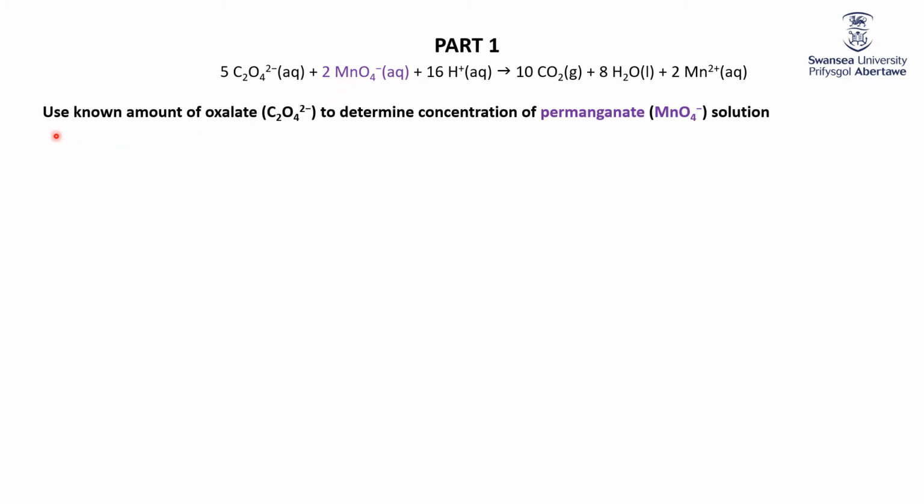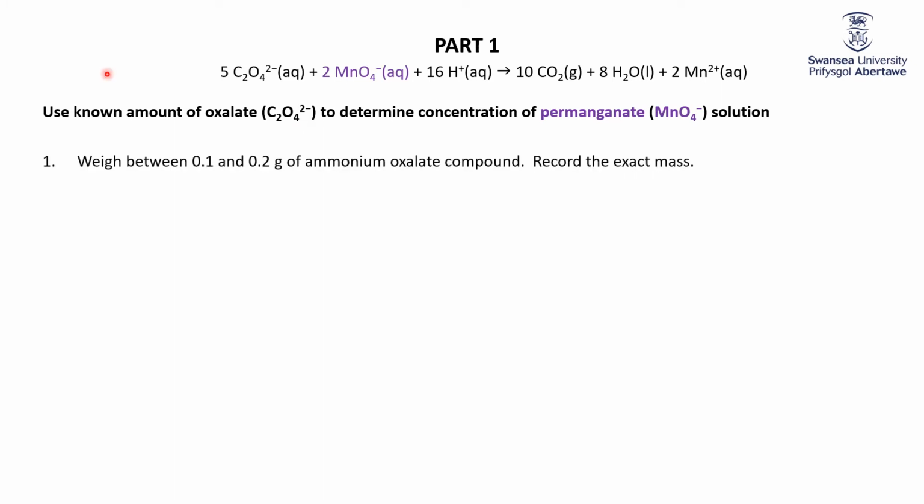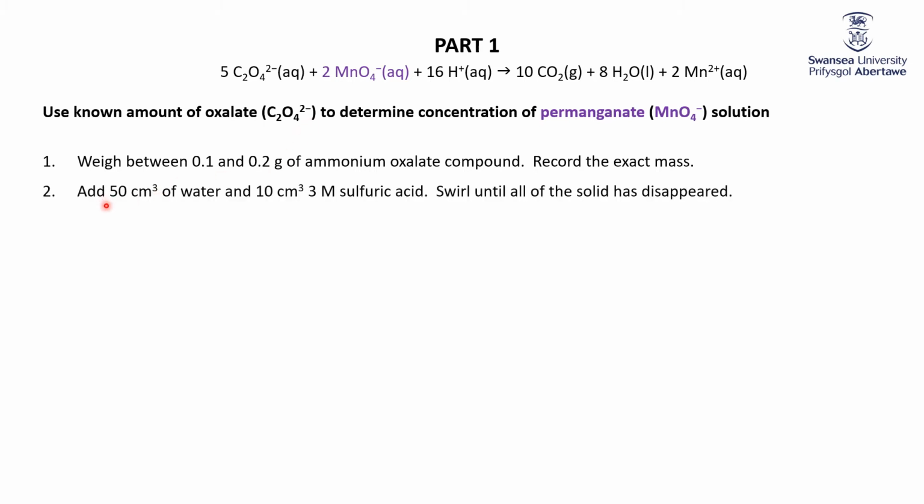So with that in mind, how do I get a known amount of oxalate? Well, I go to my shelf and I pull down the bottle that's called ammonium oxalate, and I weigh out a certain amount of that. If I record that exact mass, that means I know the mass of the ammonium oxalate, which means I've got a known amount of the oxalate. I'm then going to add 50 cubic centimeters of water, so that will dissolve it up to make the ammonium oxalate solution, which means that's got the oxalate floating around in aqueous solution.